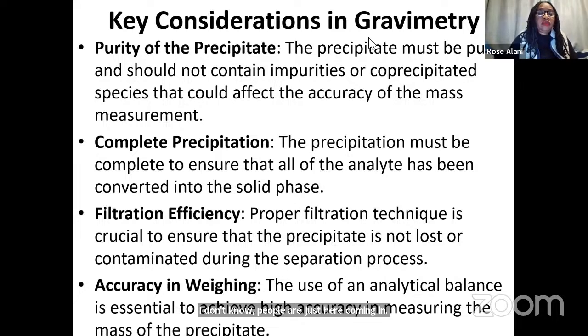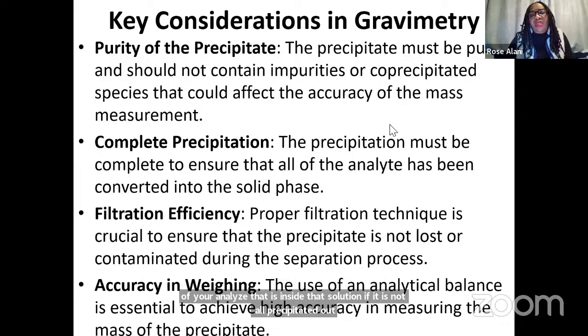Okay, so the next key thing you must consider is that you have to carry out complete precipitation. Because if you don't precipitate everything of your analyte that is inside that solution, if it is not all precipitated out, then it means that you're going to lose some. The results cannot be complete. You will not have a good result because the mass you're looking at will not be the actual mass of what is there, because some of them will be lost.